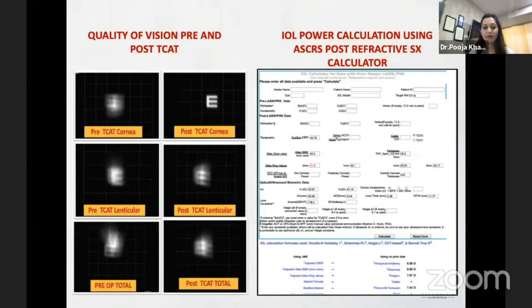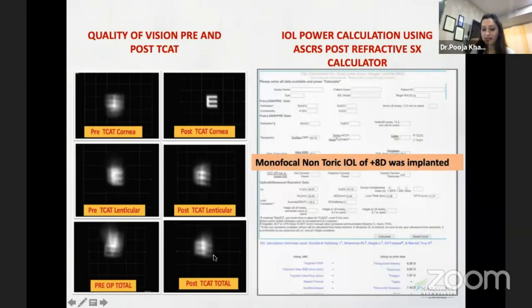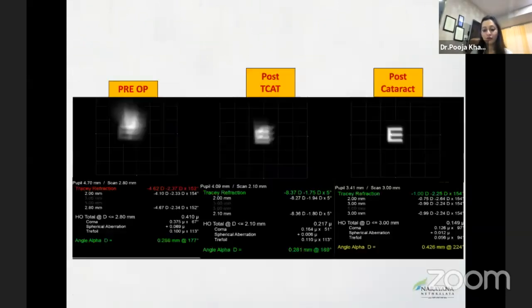This is just an example of a patient, post TCAT cornea, how the cornea improved, but still there was cataract. So we operated the patient for cataract. We chose a +8 dioptric non-toric monofocal lens. And this is the result post TCAT. The overall ocular condition had improved, and this is after the cataract surgery.